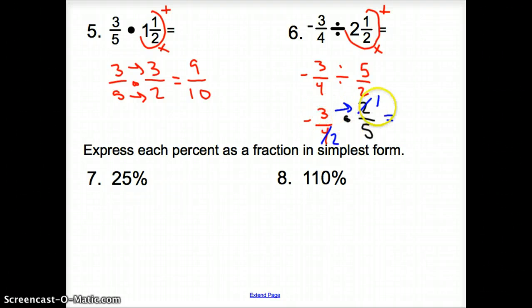So we have negative 3 times 1 is still negative 3. Then we have 2 times 5, and that is 10. So our final answer is negative 3/10.